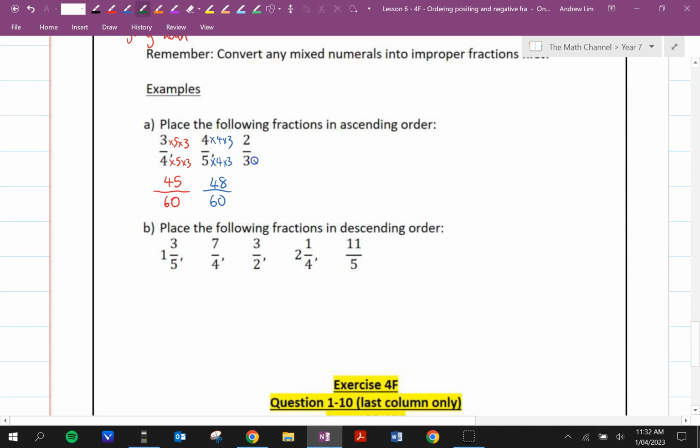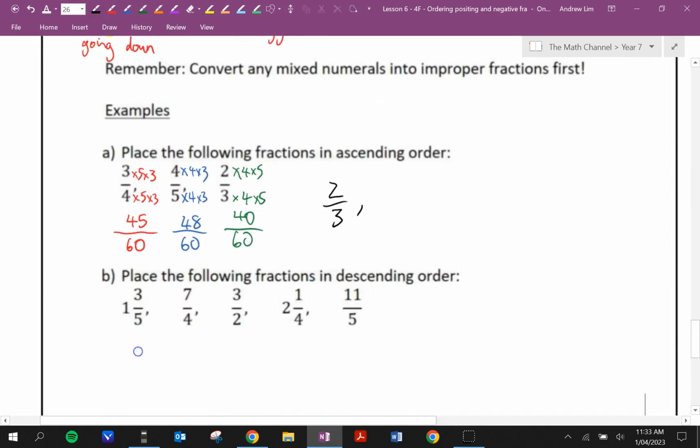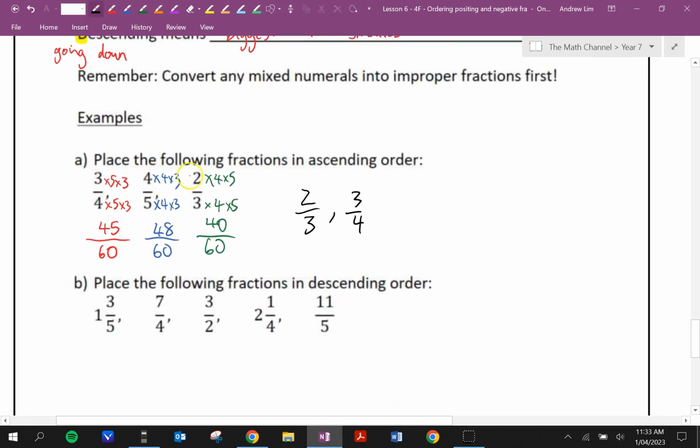And 2/3, this time we need to times the 3 by 4 and 5. Well, we know the denominator is going to be 60. 3 times 4 is 12, times 5 is 60. But the numerator, 2 times 4 is 8, times 5 is 40. So now we can arrange these fractions in ascending order from smallest to biggest. The smallest one is the 40, which in this case is 2/3. The next smallest is 45, which is 3/4. And the biggest one's 48, which is 4/5.